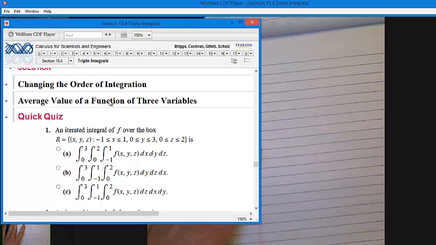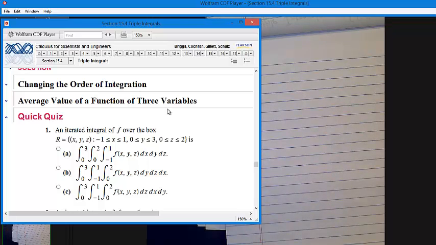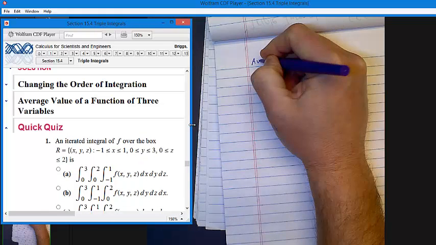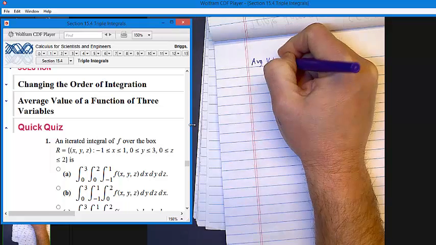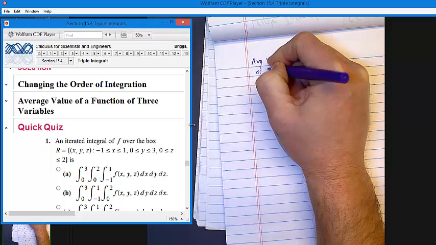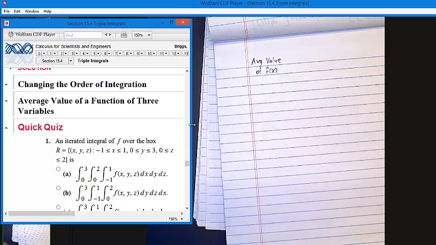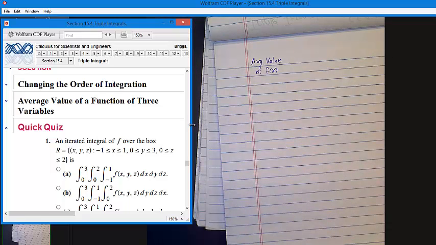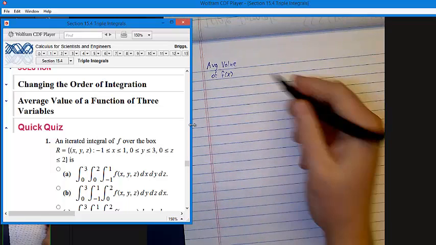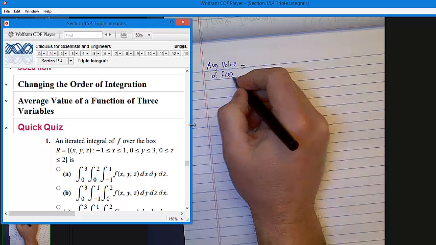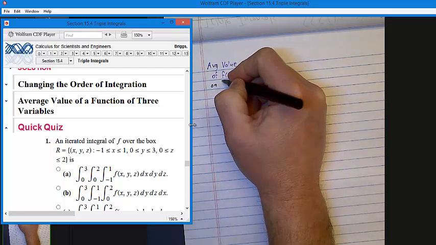Back in Calc 1, you may recall at this point, because I think we made the jump once, the average value, I was just helping a Calc 1 student with this, of f of x, okay? What you do is you integrate. So average value of f of x, let's say on the interval a, b.